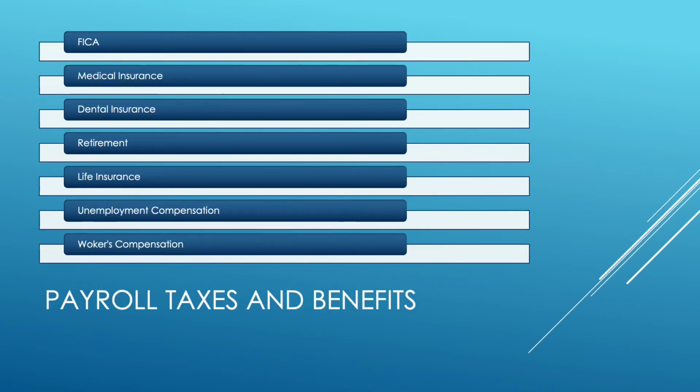Another area is payroll taxes and benefits. These are often overlooked by most teachers, but you see them in your pay stub, perhaps. When you're doing the budget, you need to ensure that you have allocated the proper amount for FICA, medical insurance, dental insurance, retirement, life insurance, unemployment compensation, and workers' compensation.